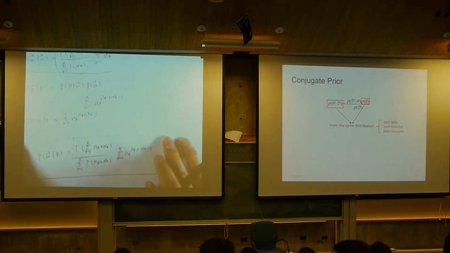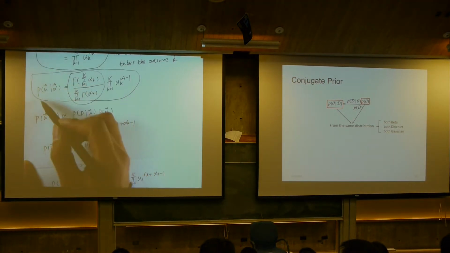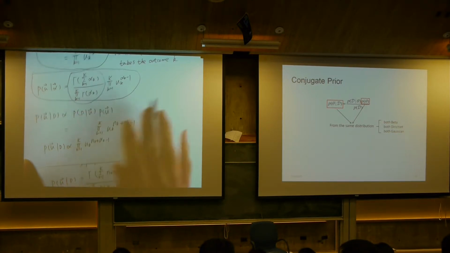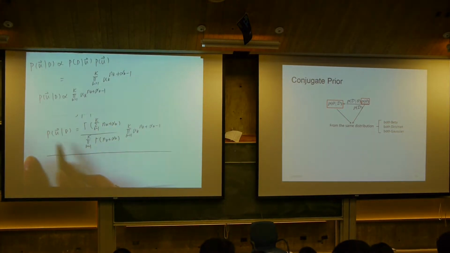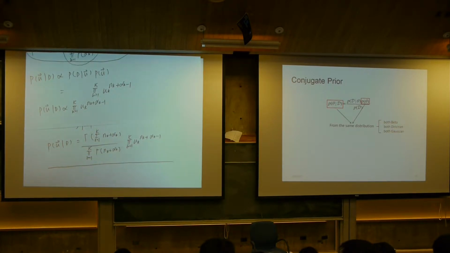So by doing this, we show that the prior probability, p of mu given alpha, and the posterior of mu, p of mu given data D, are both Dirichlet distributions. So we say the Dirichlet distribution in this case is a conjugate prior. Because the model for the data is the multinomial distribution, and this multinomial distribution ensures that this property is satisfied. So we say the Dirichlet distribution and the multinomial are conjugate to each other.